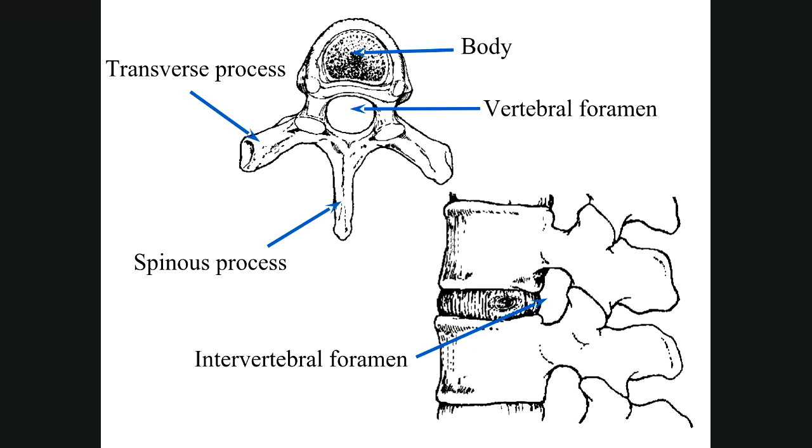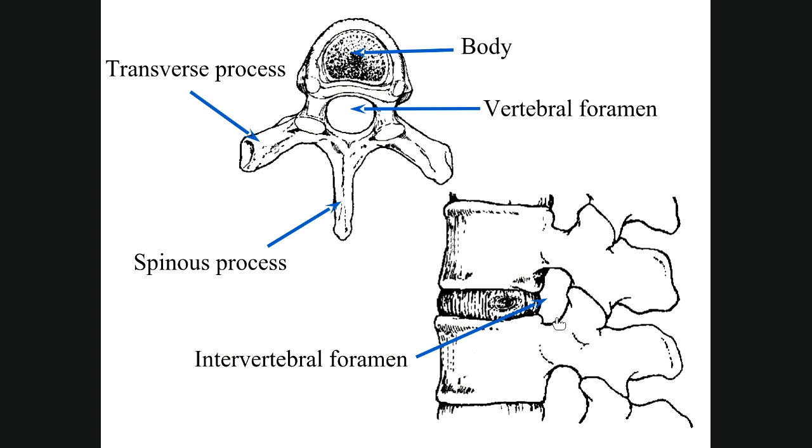Just a brief overview of the vertebral bodies. We have the body here, our transverse processes, and our vertebral foramen. What goes through that vertebral foramen? The spinal cord, good. We have our intervertebral foramen, which is where our nerve roots go through.